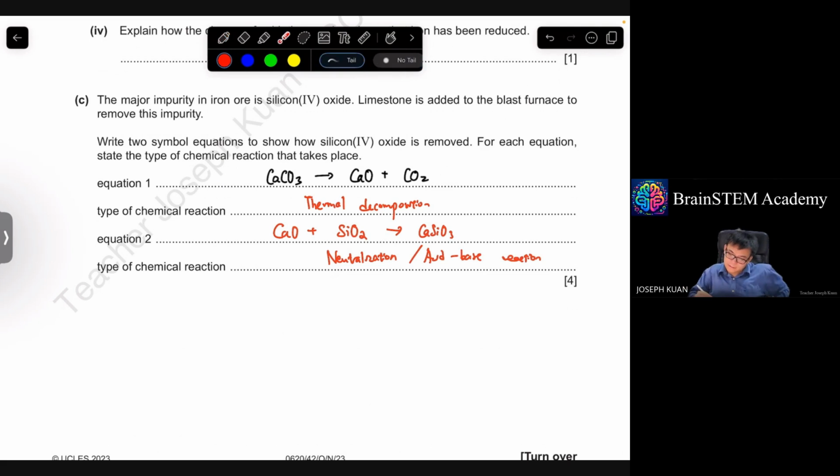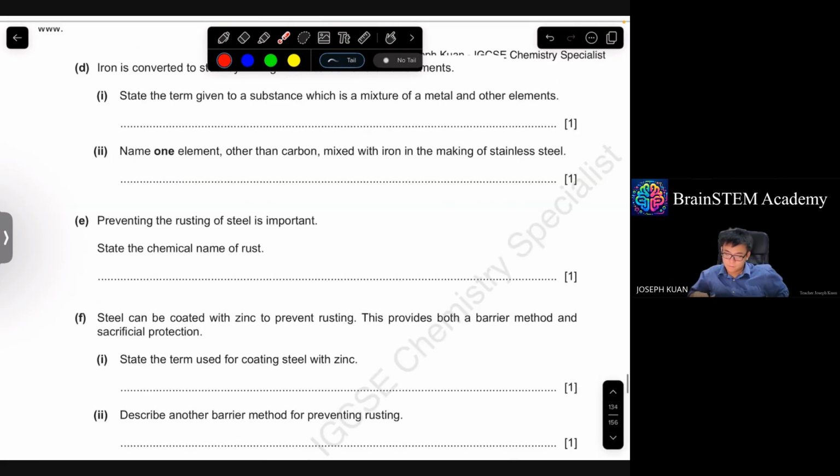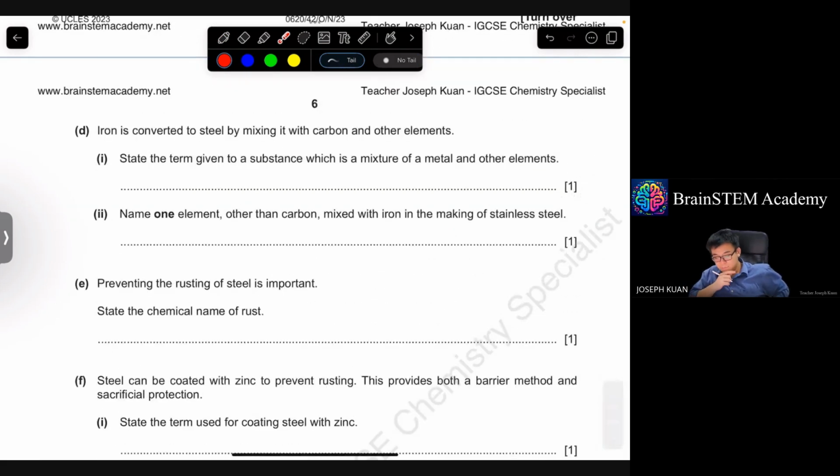Okay, because this is a metal oxide, which is a base. This is a non-metal oxide, which is an acid. Next, iron is converted to steel by mixing it with carbon and other elements. Steel is the term given to a substance in which a mixture of a metal and other elements forms an alloy. Name one element other than carbon mixed with iron in the making of stainless steel. So stainless steel, right, it can also contain chromium or nickel.